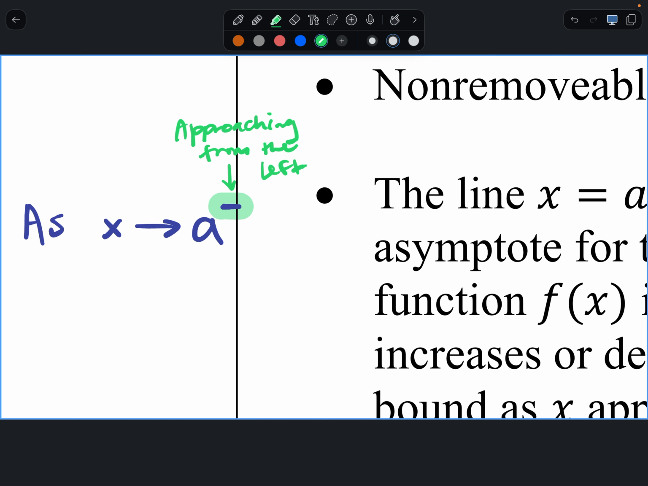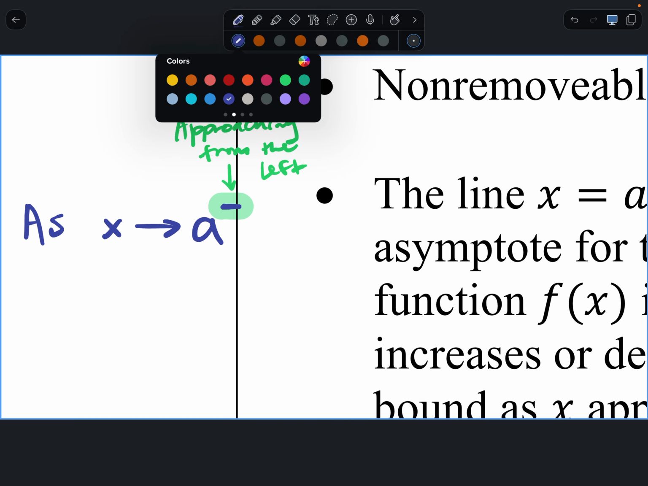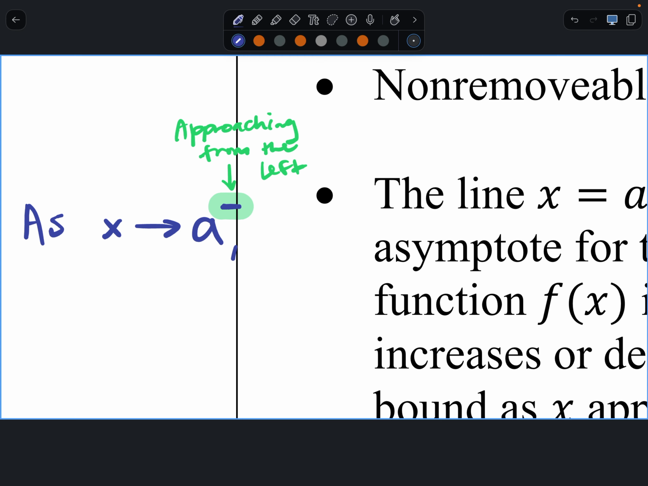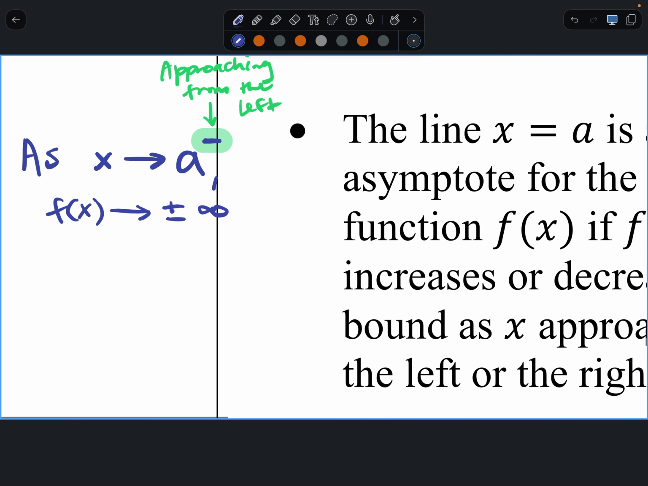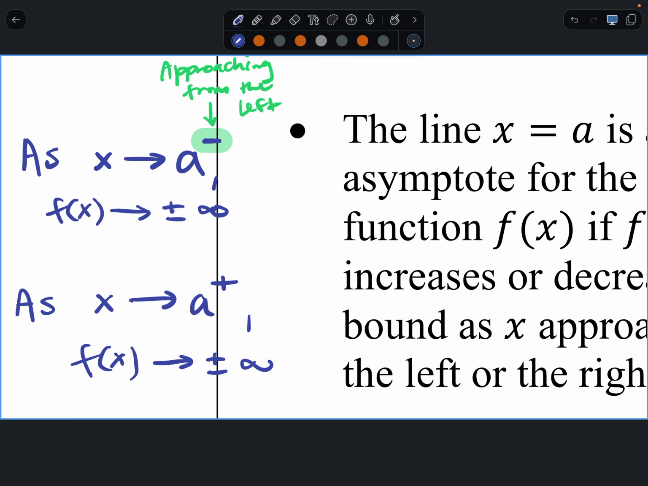So as x approaches a from the left, if there's a vertical asymptote, then f of x is either approaching positive or negative infinity. And then the notation for x approaching a from the right, you could probably figure it out, is a plus, and f of x is approaching positive or negative infinity, and you would have to determine which one.